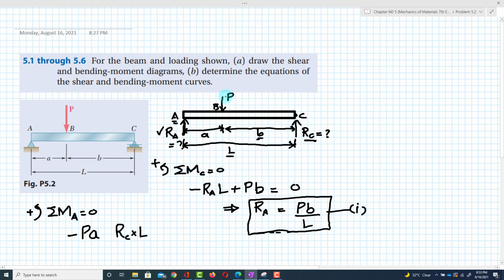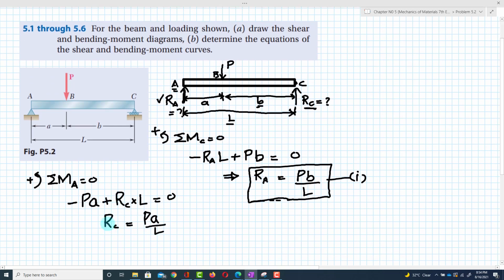That moment is counterclockwise, so it will be positive. So RC will be equal to PA over L. This is the reaction force at point C, and let this be equation number 2.